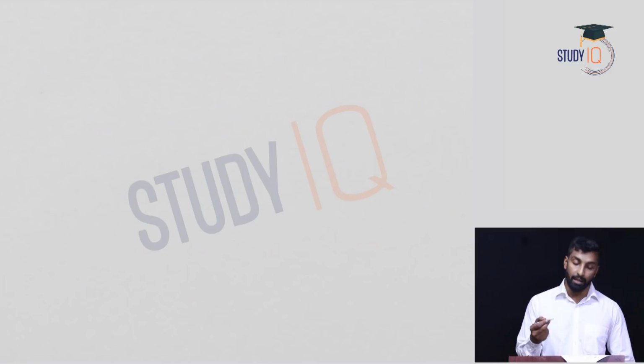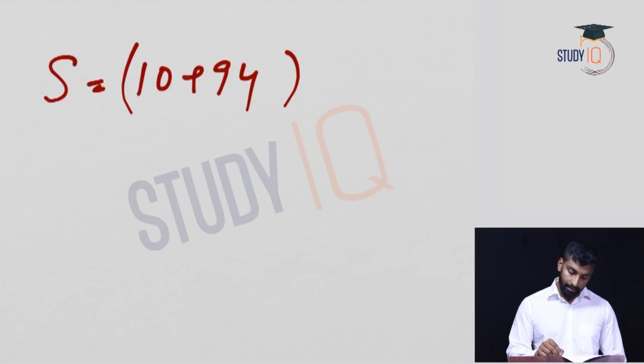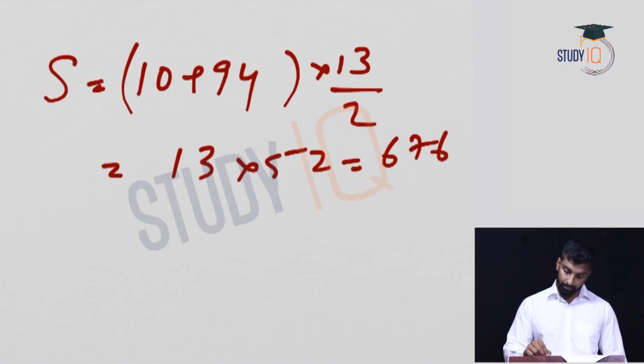Now you have a formula for sum, right? So what is sum? Sum is equal to n by 2 into first plus last, right? So first 10, last 94, right? N is 13, and divide by 2, right? So this is nothing but 13 into 52, you get 676.